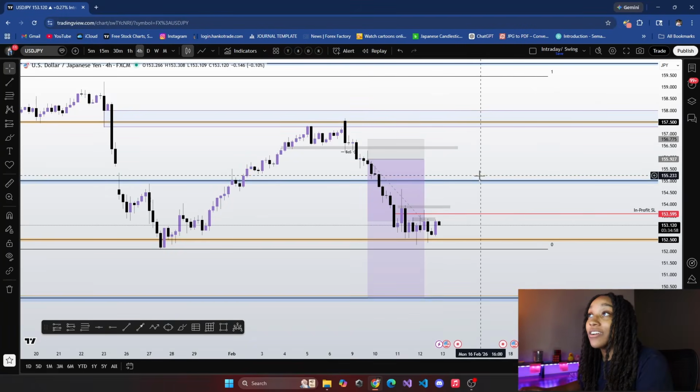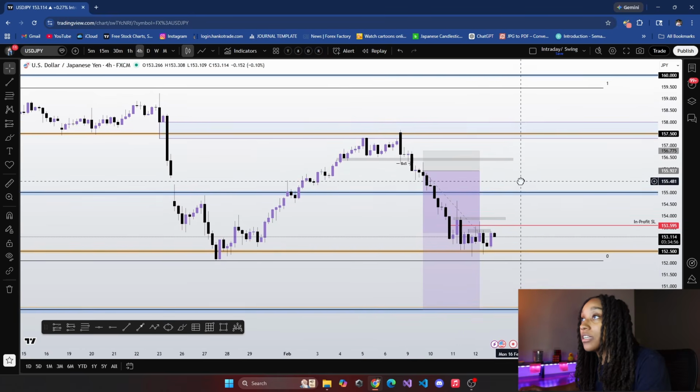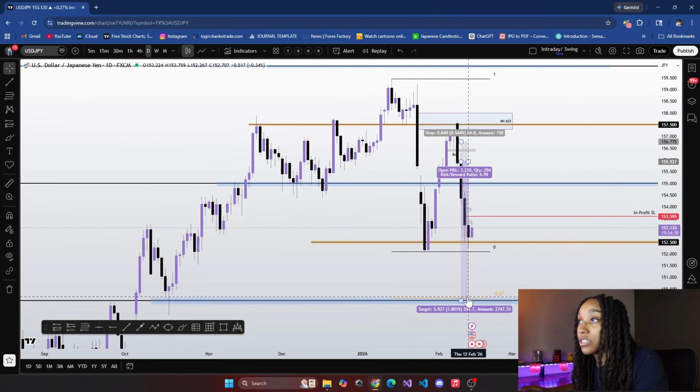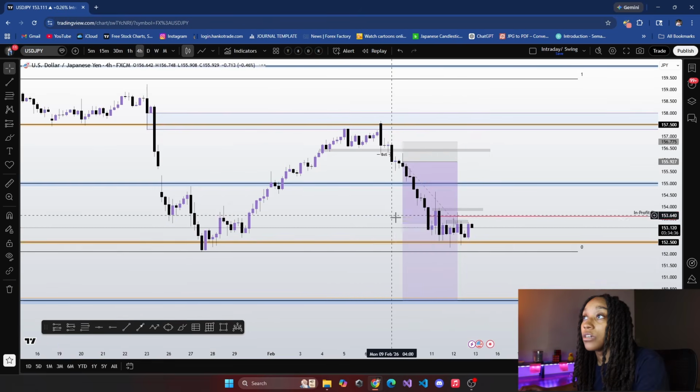Let's get into it. All right, so here is the trade, the USDJPY trade. Daily liquidity was my first target, and then this 27 extension was my second target. We ended up closing right here for reasons I'm about to explain in a minute. So let's go ahead and break this down.